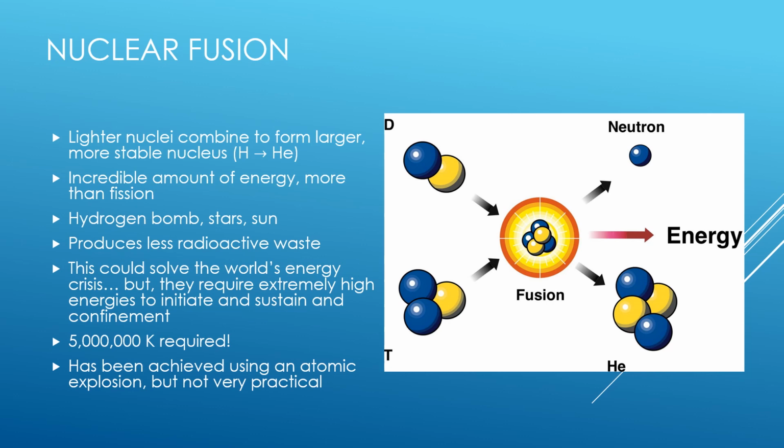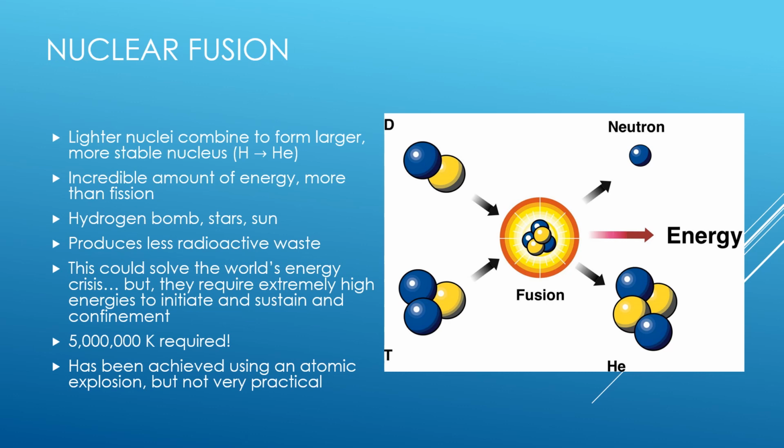And last but not least is nuclear fusion. So on the right side of that T-chart, if fission means you take one big and you break it into 2 small, fusion means you take 2 small or lighter nuclei and combine to form a larger, more stable nucleus. This, in comparison to fission, releases an incredible amount of energy, more so than fission. So when you're comparing the two, fusion generates the most energy.